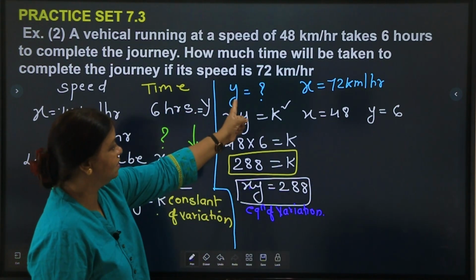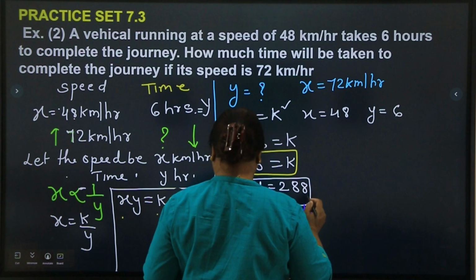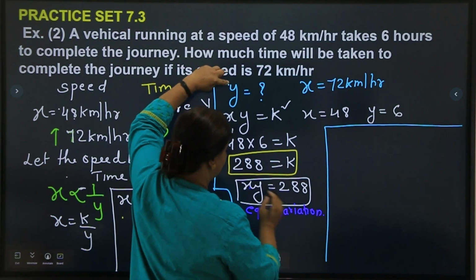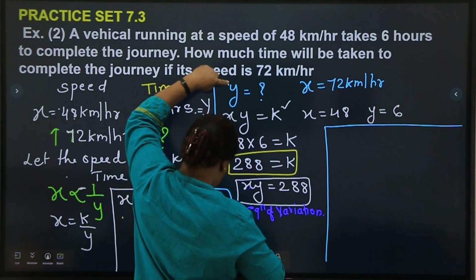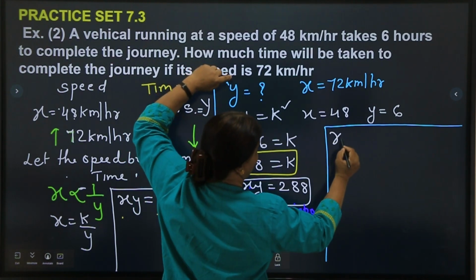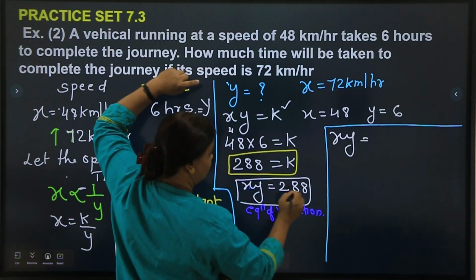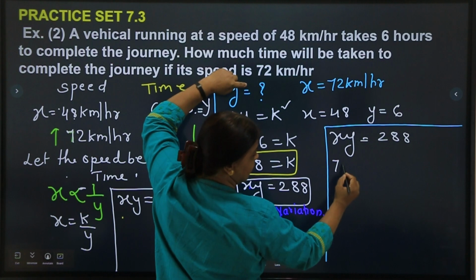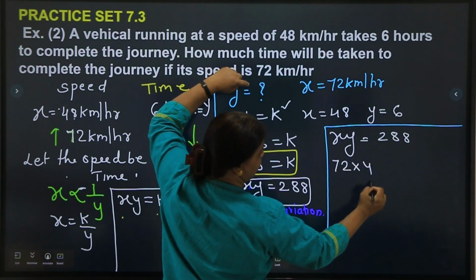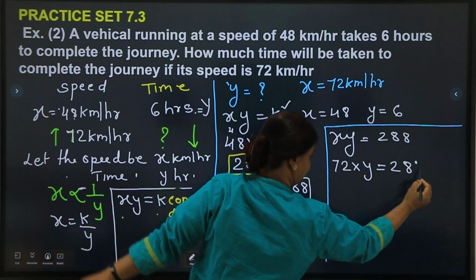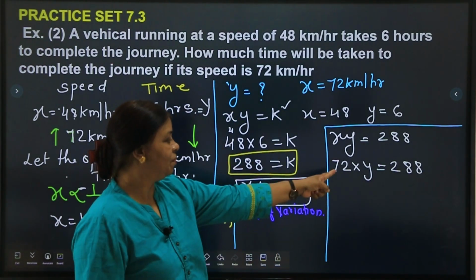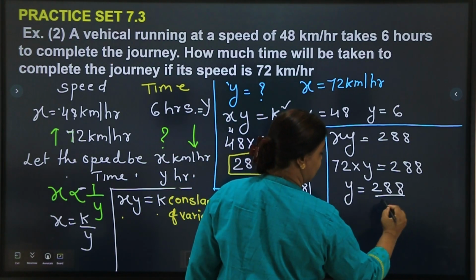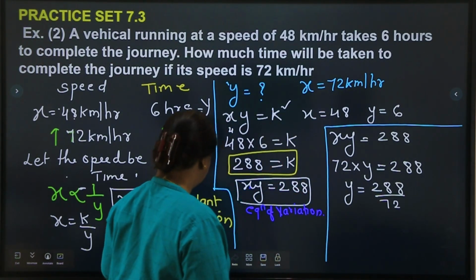So in this we will be placing the value here and getting the value of y. We know we want to find out y. Let me write the equation here. xy is equal to 288, and we know here y we want to find out. x is 72. 72 into y is equal to 288. Now 288 will be divided by 72. So y is equal to 288 upon 72. Let us do the division, children.